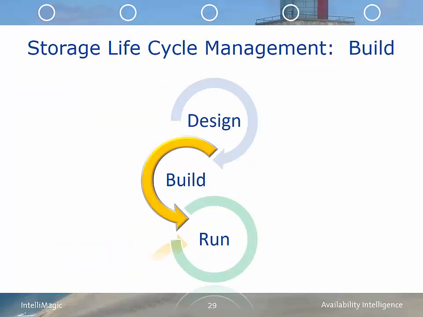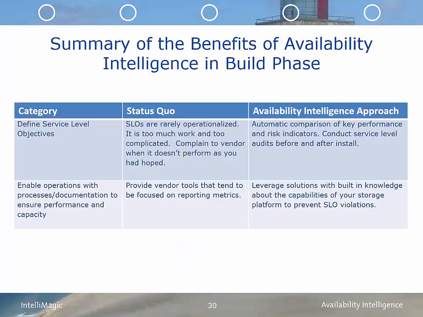In this section, we will look at how to incorporate performance into the build phase of the storage lifecycle. One of the first actions for the design team is to provide the build team with the information they need to properly set the service level attainment goals or service level objectives.